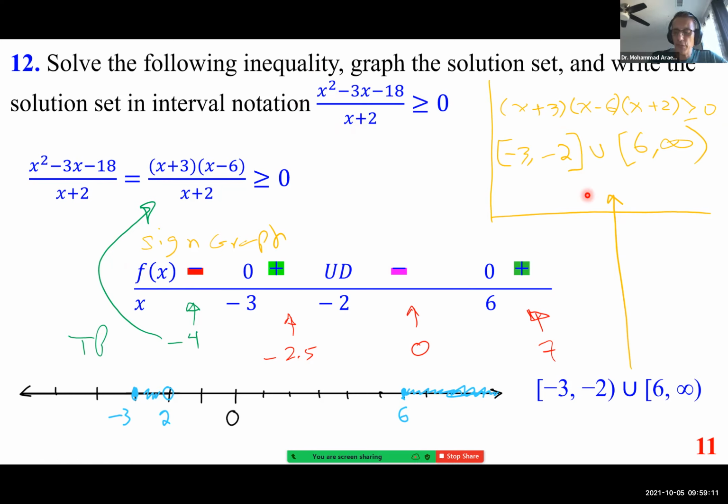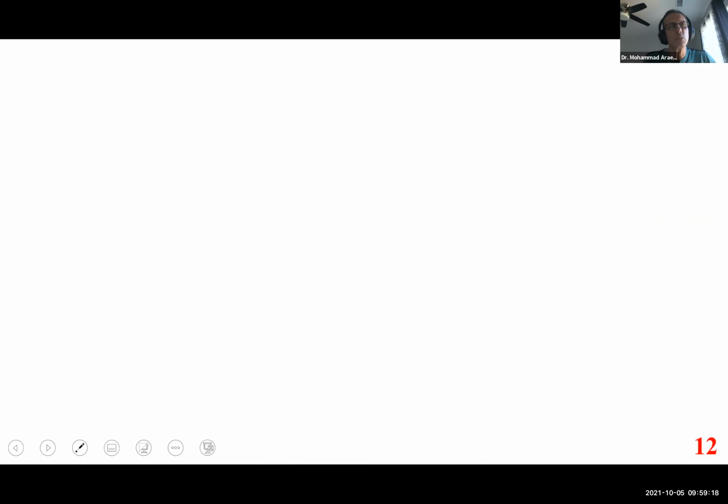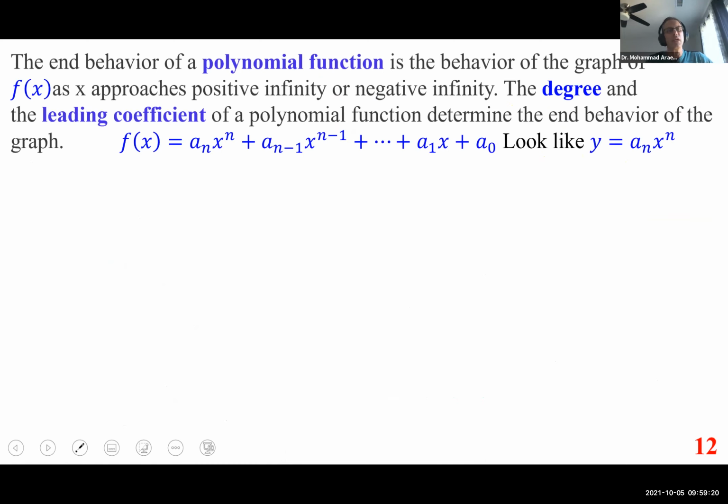Now, we want to graph polynomials using zeros and end behavior. So let's remind everybody of what we have learned as far as the end behavior of a polynomial function. The end behavior of a polynomial function is the behavior of the graph of f of x as x approaches positive infinity or negative infinity. The degree and the leading coefficient of a polynomial function determine the end behavior of the graph.